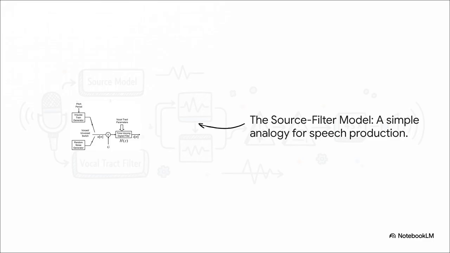Just picture our speech as two totally separate parts. First, you've got a sound source. Think of it like a simple buzzer. And then you have a filter, which is basically a tube that shapes the sound coming from that buzzer. That's it. It's called the source-filter model, and it is the key to absolutely everything we're about to talk about.